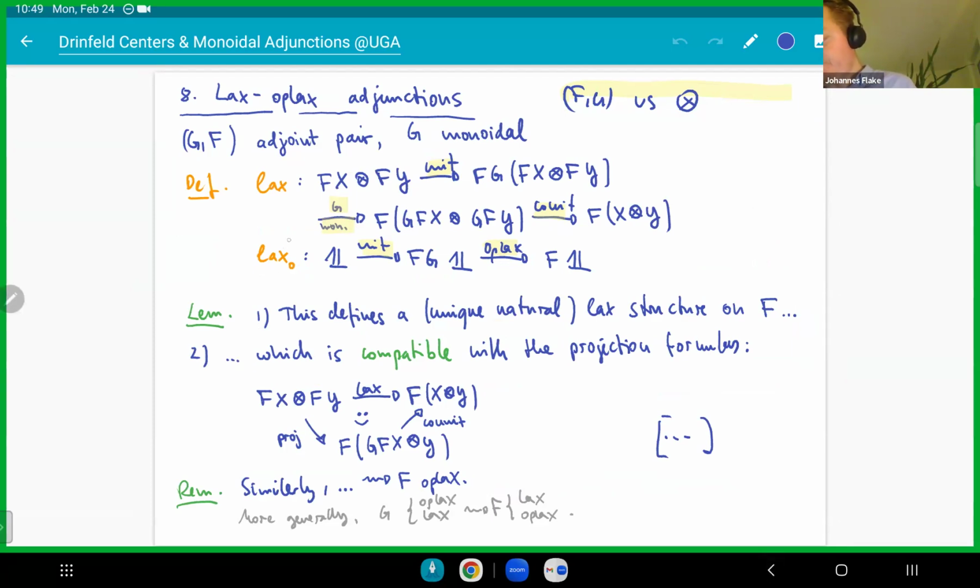So what is a lax monoidal structure? It's a structure like this. I have a morphism of functors FX tensor FY to F(X tensor Y). And how does that work? I can first go via the unit to FG of (FX tensor FY). And then I can use the fact that G is monoidal, so I can move the G to the inside here. But then I can apply the counit and cancel the GF away, so I do get F(X tensor Y). And similarly, I get a transformation from 1 to FG1 via the unit, and then to F1 because G is monoidal. Okay, I should have said G monoidal here too, actually.